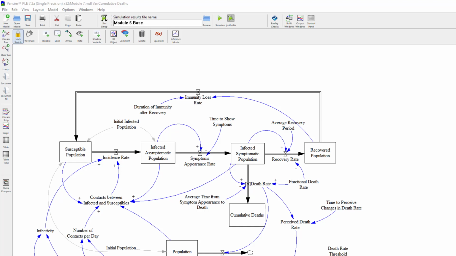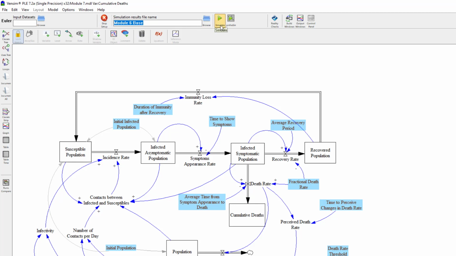This is the model that we built in Module 6. So first thing you would want to do is save this model as Module 7, and then you want to run the Module 6 base so that later we can compare that with Module 7 base. Okay?